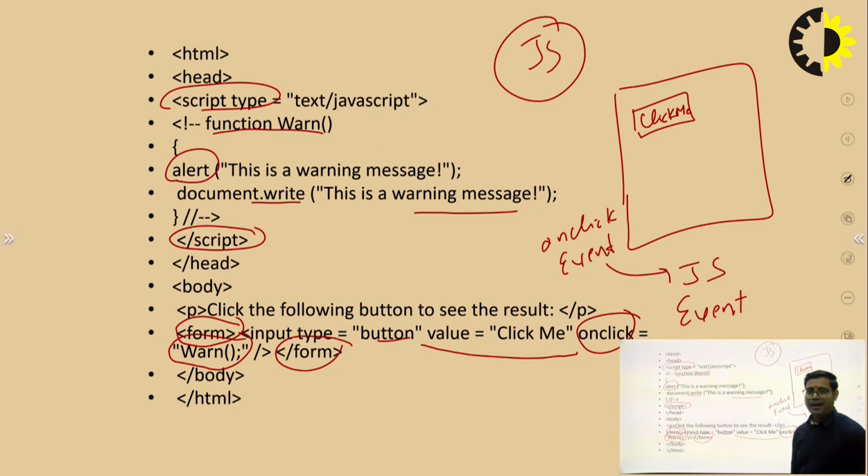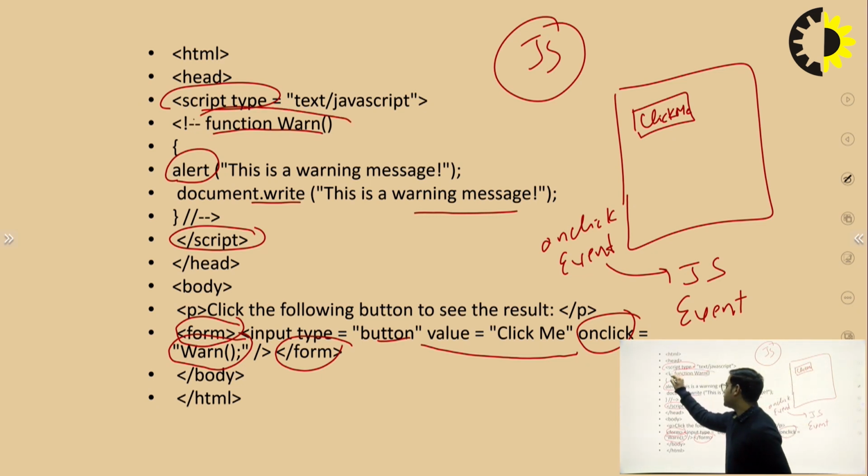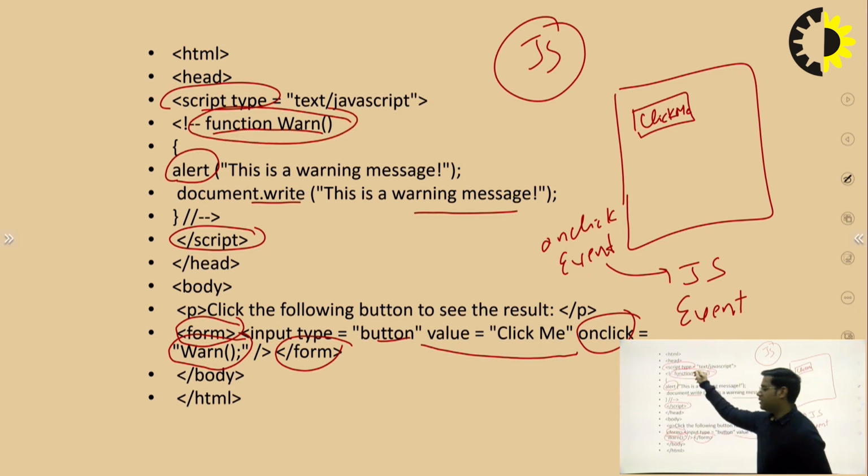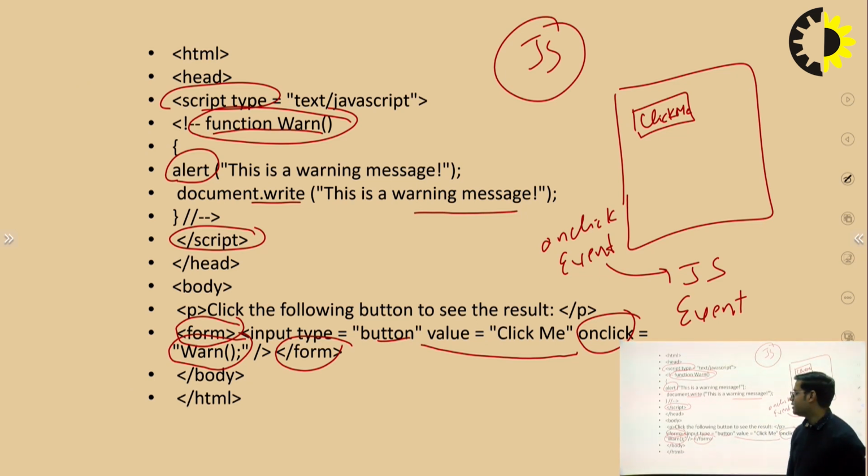Where is our function one specified in this code? As you can see here, the function one is specified in this script tag. Inside this function one, whatever is written will be displayed on the browser screen. Okay.